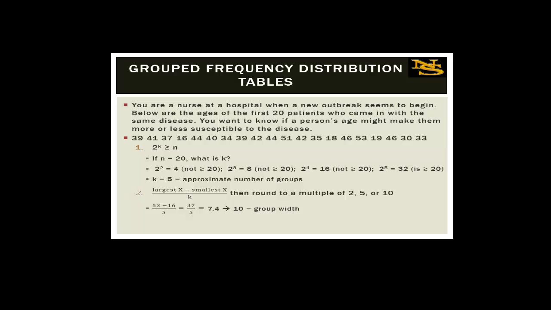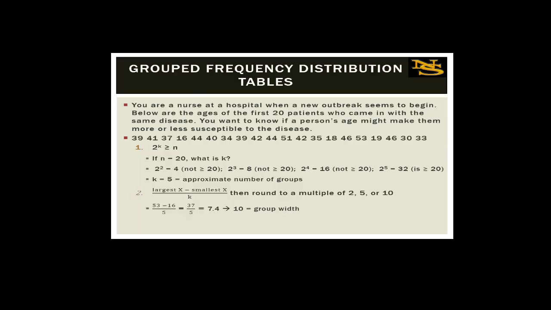Remember, the first step is to figure out how many groups approximately we should have using the 2^k greater than or equal to n rule. I have a lowercase n here because I'm working with the sample. So if my sample size is 20, 1, 2, 3, 4, 5, 6, 7, 8, 20 scores here. You also see there's 20 patients. What is k? In other words, what exponent of 2 will give me a value that's greater than or equal to 20 in this case?